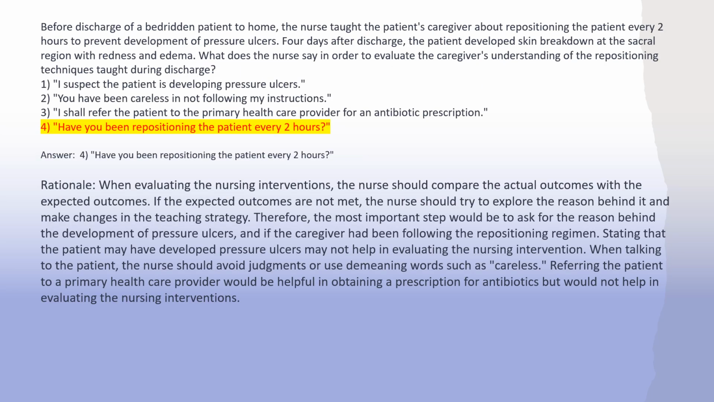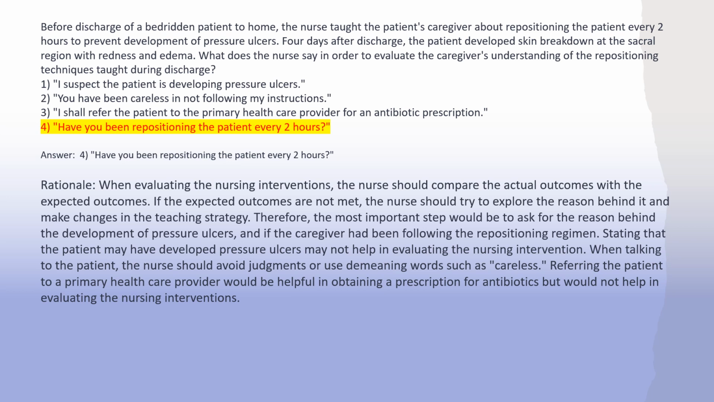Answer 4. Have you been repositioning the patient every 2 hours? Rationale. When evaluating the nursing interventions, the nurse should compare the actual outcomes with the expected outcomes. If the expected outcomes are not met, the nurse should try to explore the reason behind it and make changes in the teaching strategy. Therefore, the most important step would be to ask for the reason behind the development of pressure ulcers and if the caregiver had been following the repositioning regimen.